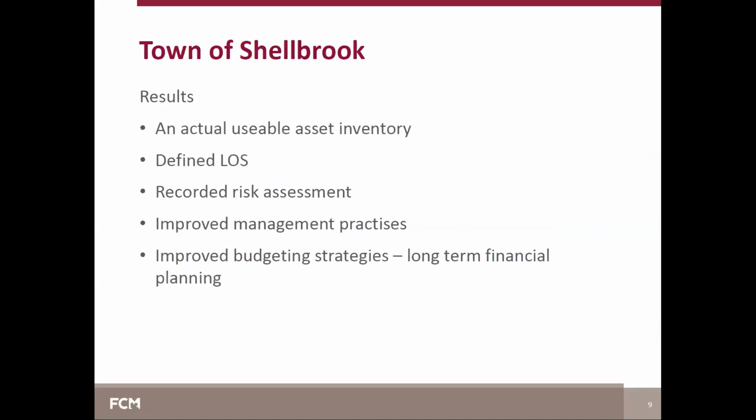What are some of the results? We have an actual usable asset inventory. We actually have written down defined levels of service for the various assets that we have. We have a recorded risk assessment. And based on the information we obtained from the reports, we actually have improved our management practices. And we certainly have improved our budgeting strategies, and we use that information a lot, and we're headed toward some long-term financial planning. Next, please.